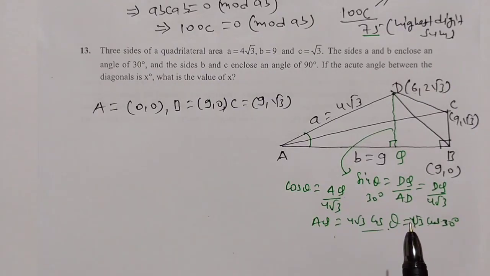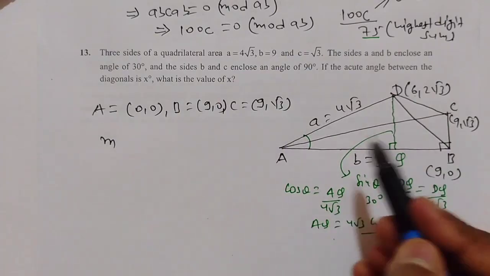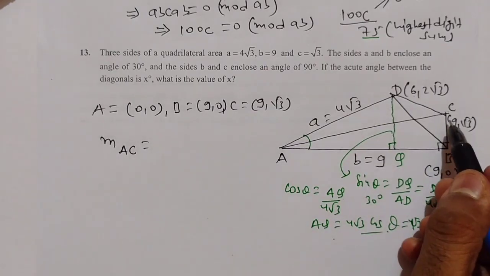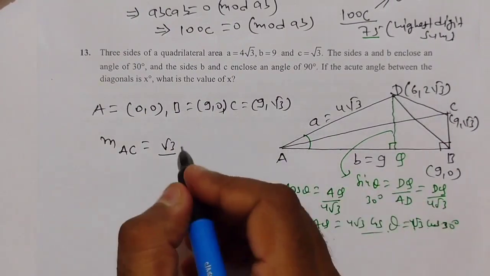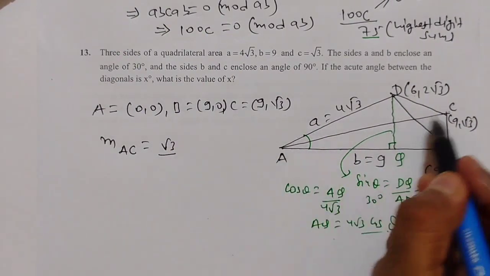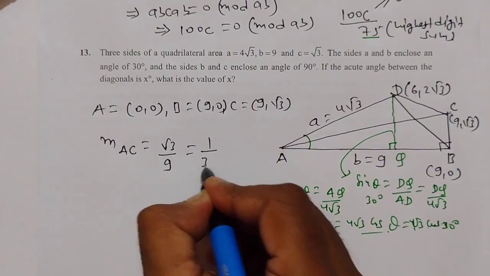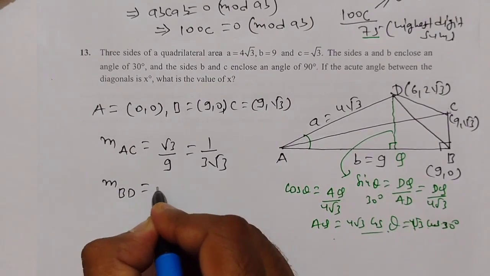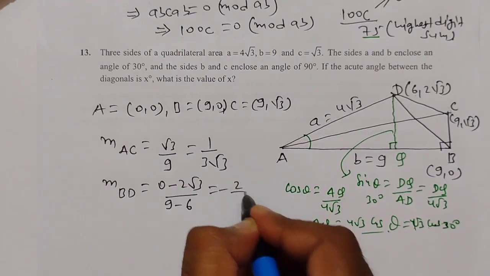Now here we have to find the slope M for AC, and this is equal to root 3 by 9. This is the slope for AC. Root 3 by 9 is equal to 1 by 3 root 3, and now the slope for BD is equal to 0 minus 2 root 3 by 9 minus 6. This is equal to minus 2 by root 3.